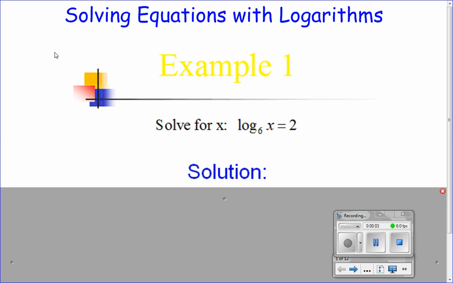Okay, today we're going to look at solving logarithmic equations, or solving equations with logarithms. So in this first example, if we want to solve for x, we can rewrite this logarithm in exponential form. Okay, so we can write our base, which is 6, to the power of 2 is equal to x.